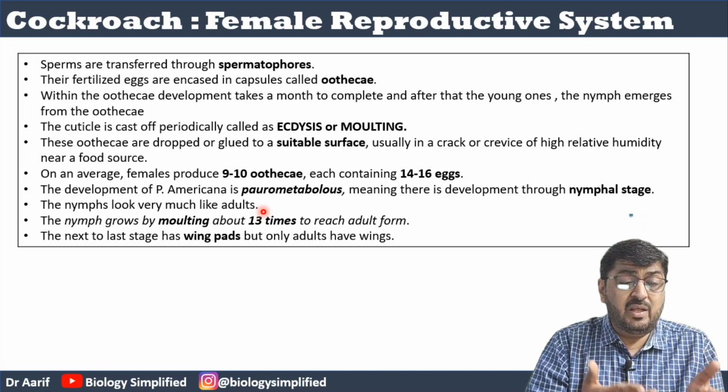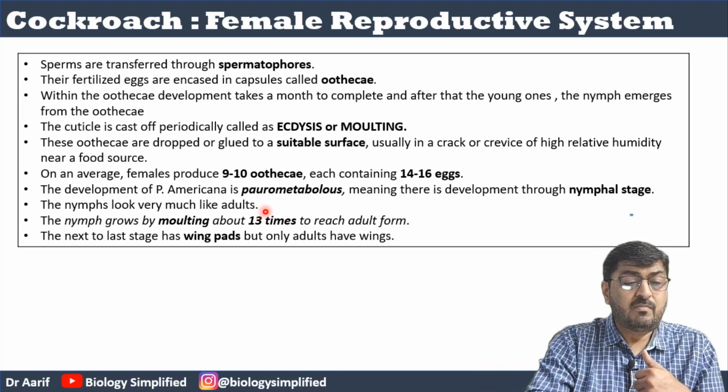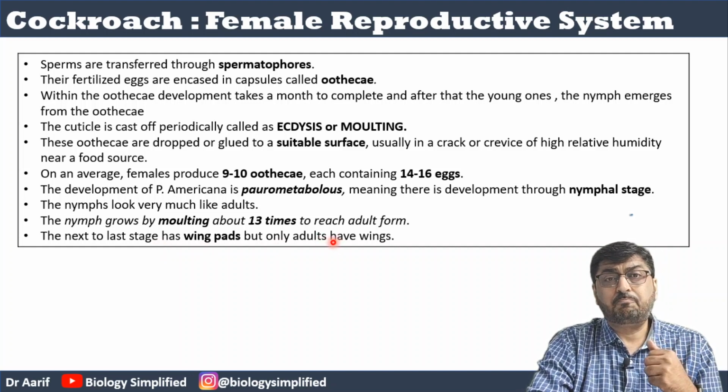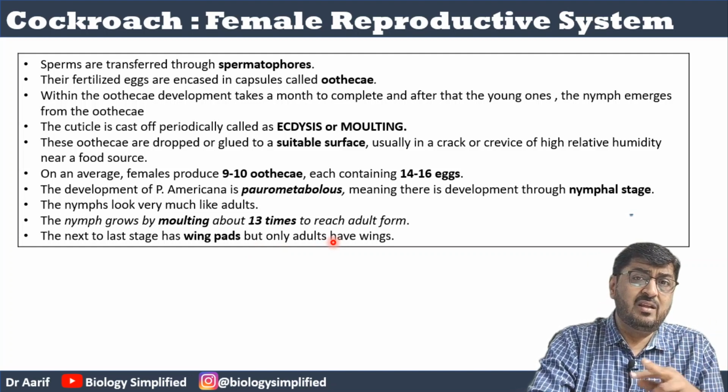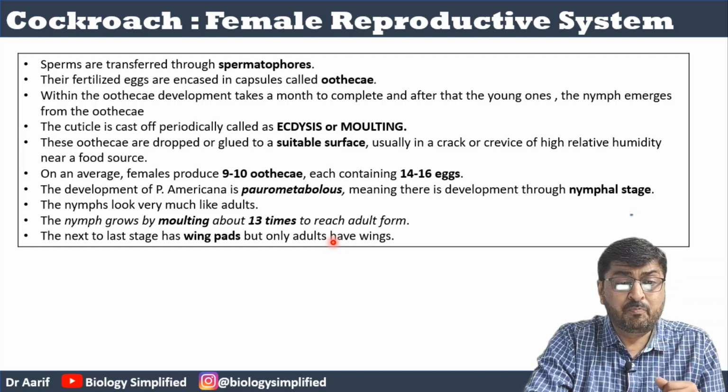So यहाँ पे क्या लिखा है? The nymphs look very much like adults. That means it is a direct development. The nymph grows by molting about 13 times, and the second last stage, they should have mentioned directly, the second last stage has got wing pads, but adults only have wings. That is the difference between the second last stage and the last stage. So when wings are there, that means the entire process of growth is complete, right?